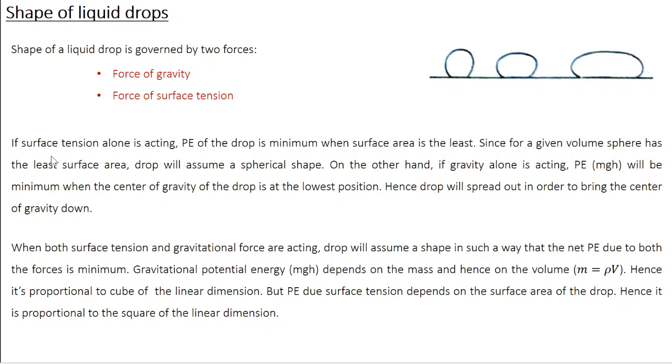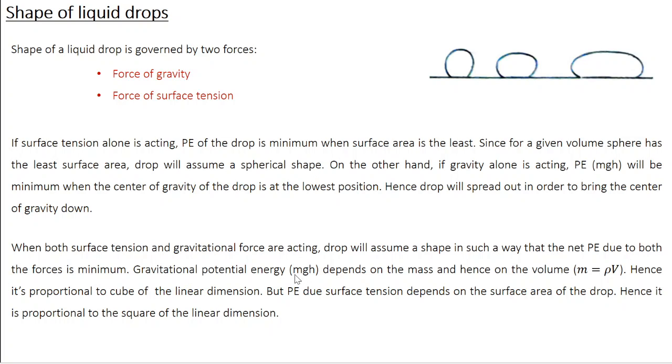So when surface tension alone is acting, the drop will have a spherical shape. If gravity alone is acting, the drop will have a flatter shape. But in any realistic scenario, both these forces will be acting on the drop. In that case, what determines the shape? In such cases, the drop will assume a shape in such a way that the net potential energy due to both the forces is minimum.